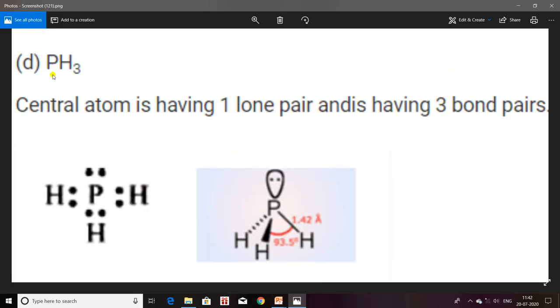Now we will draw for PH3. Again you have to write the formula first. 1 by 2 into number of valence electrons of phosphorus, 5 because it belongs to group 15. 5 plus 3, 8. So divide 8 by 2. It comes equal to 4. That means 4 electron pairs are present. With 4 electron pairs, what is the geometry? It is tetrahedral, that means 1, 2, 3, 4. But only 3 atoms are present. So that means 3 atoms will make bonds and 1 electron pair will be a lone pair. So this is the shape and the shape is trigonal pyramidal.